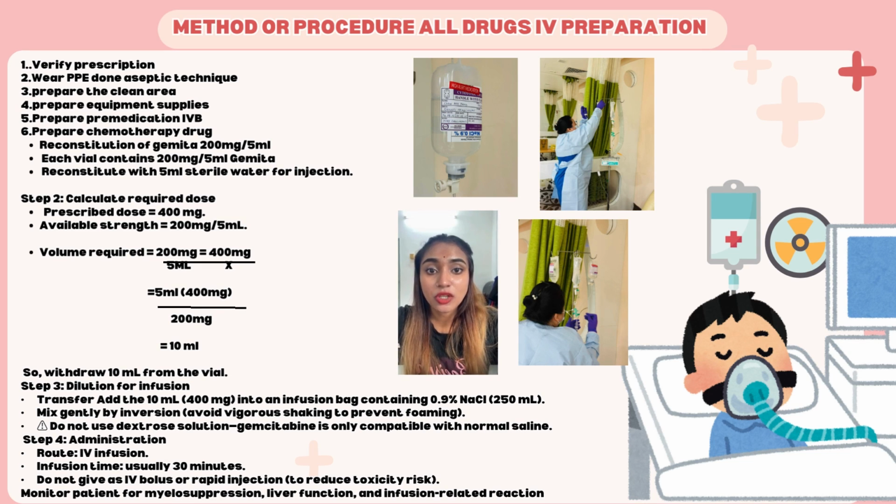Step 3, dilution for the infusion. The required dose of 400 mg is then transferred into an infusion bag containing 250 ml of 0.9% normal saline. The bag is mixed by gentle inversion, avoiding vigorous shaking to prevent foaming. It is important to note that gemcitabine is only compatible with normal saline. Step 4, administration. The drug is infused intravenously with the usual infusion time being 30 minutes.